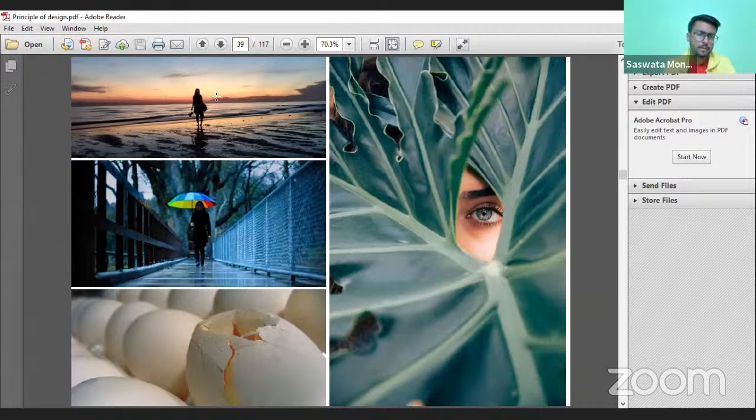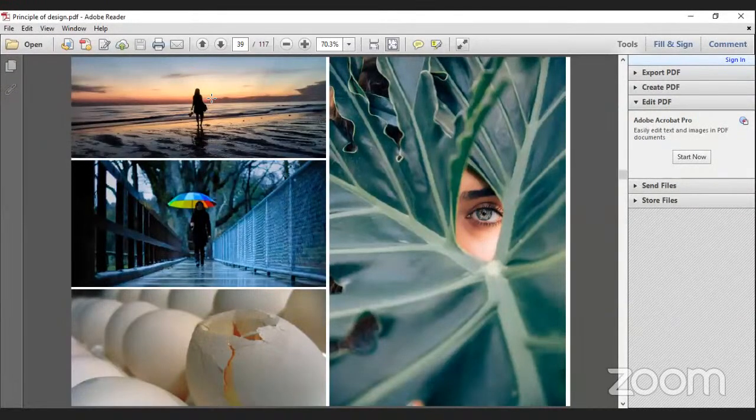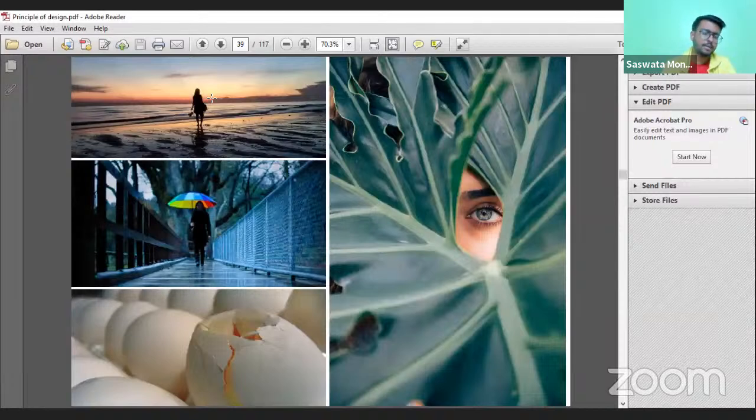Why the lady at the top in the first image? Because of its shadow and the dark against the bright color in the background. Yes, the lady is highlighted with contrast in respect to the bright background. So the lady is the point of emphasis, and there is nothing else. Over here, the umbrella, because it has brightness in respect to anything in the surrounding. What about this egg picture? Which one is attracting your attention?